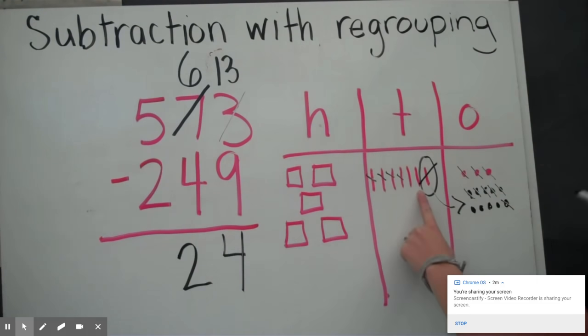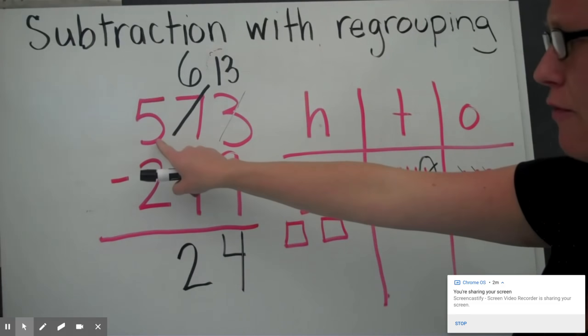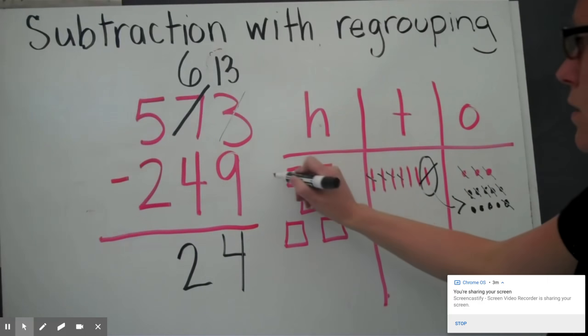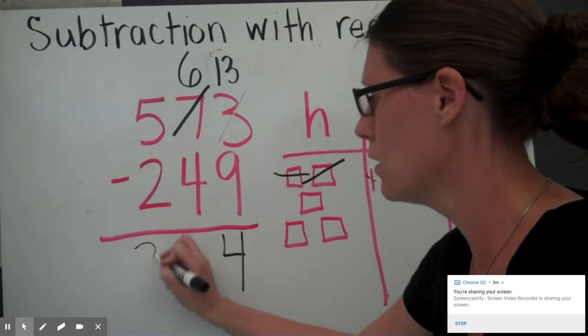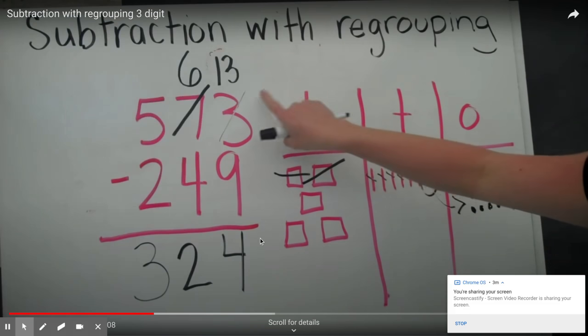I have 500, so I'm taking away 200s. Do I have enough? I ask myself, yes, I do have enough. I can take 200s away from 500s. Cross out 2. How many hundreds are left? 3. I have 300s. The difference of 573 minus 249 is 324.